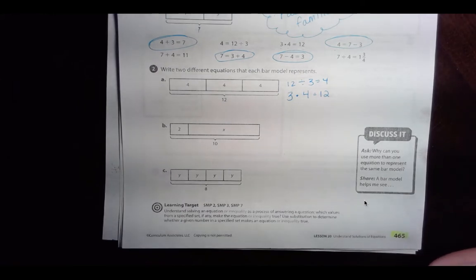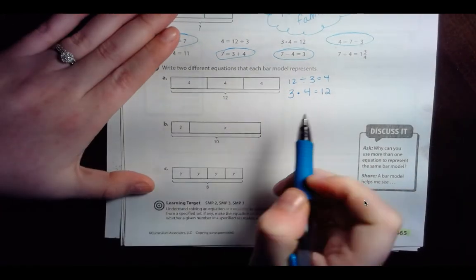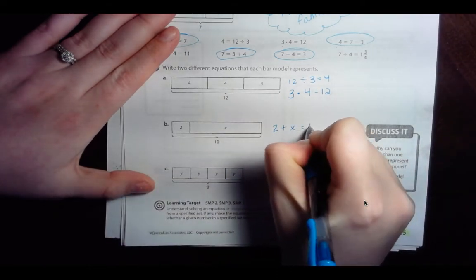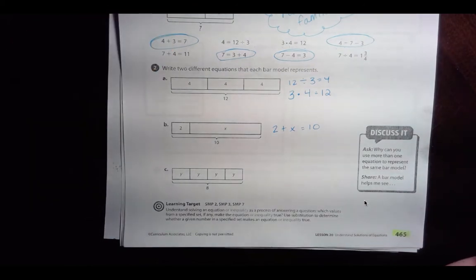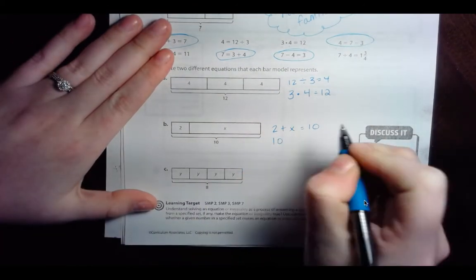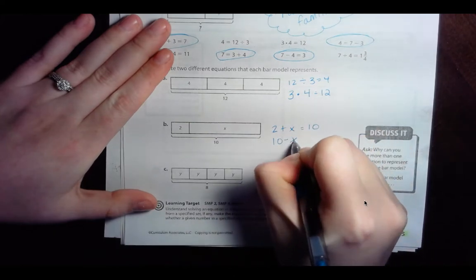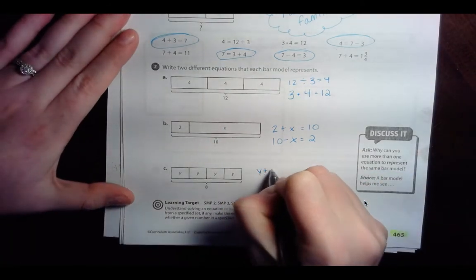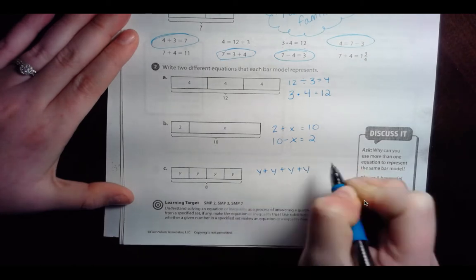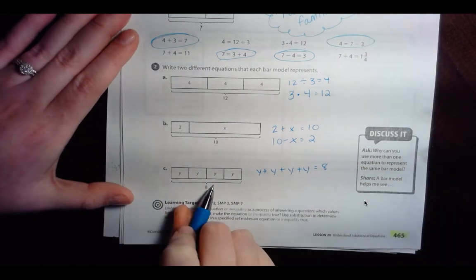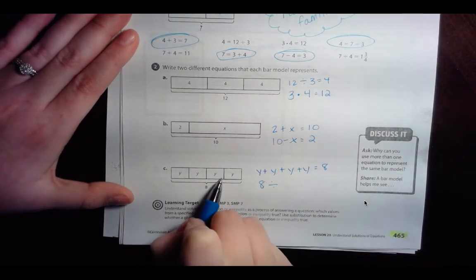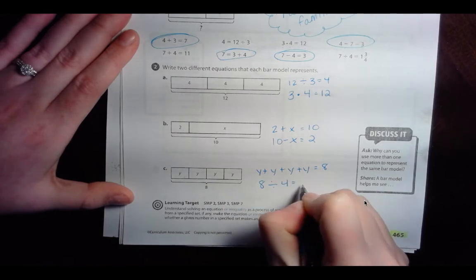All right, B. So we have 2 and x, so we could say 2 plus x, so 2 plus an unknown number equals 10. We could also take our total of 10, take away x, and we're left with 2. Okay, and part C, y plus y plus y plus y equals 8. Or we could say 8 divided into 4 sections equals y.